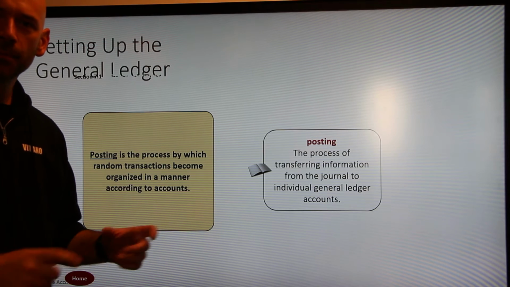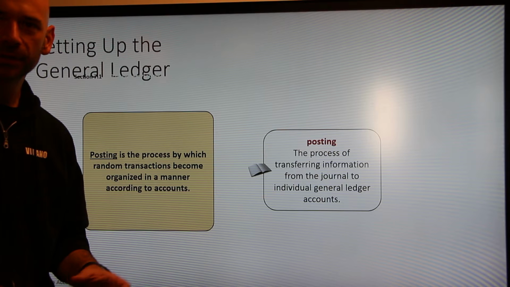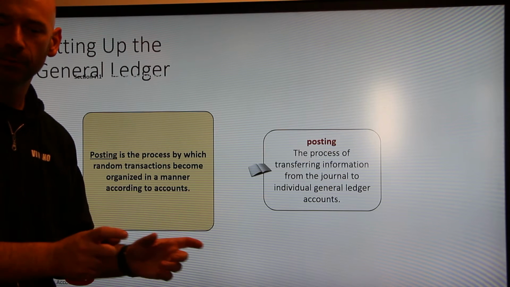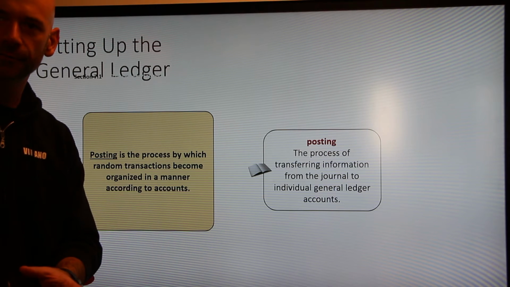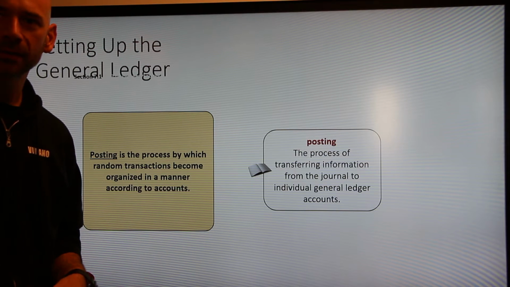In accounting, moving stuff from the general journal over to the general ledger is basically the same idea. We're taking everything that affected a certain account and we're just putting it in a place where we can access the information quickly if we need to, so that we can analyze. And that process is called posting.